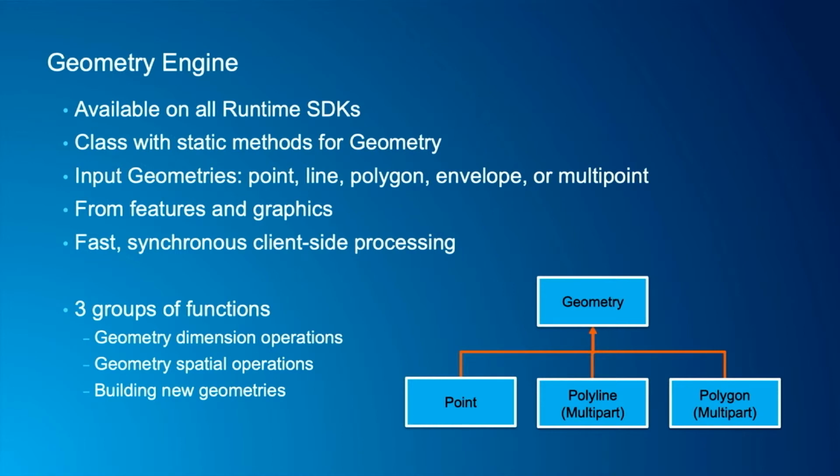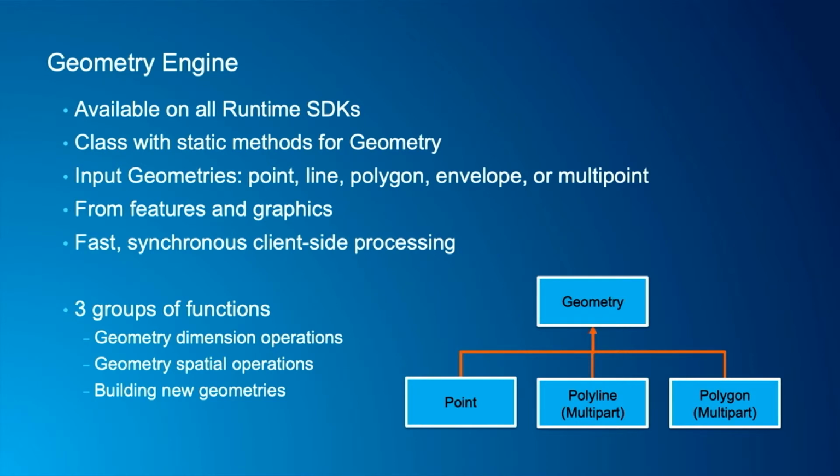When we're talking about geometries, they can be coming from anywhere. They can be created programmatically, or you can be getting them from features. When we say feature, we're talking about geodatabases, feature services, and geopackages. Graphics are the temporary display elements that we see on the map view or scene view, and those need geometries as well. These are fast, synchronous, client-side processing, so this doesn't send anything out to the server. The only reason we made them synchronous is because they're extremely fast and it makes them a little bit easier to work with without really any performance penalty.